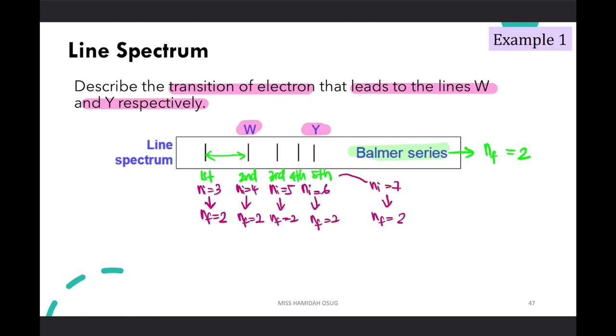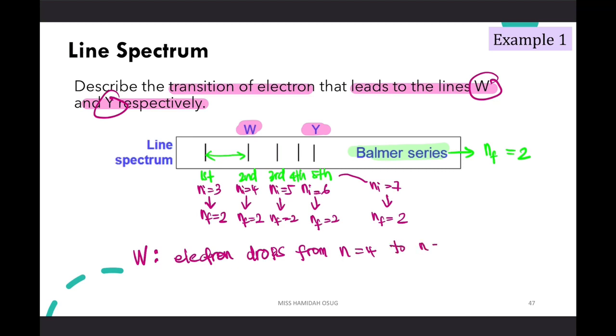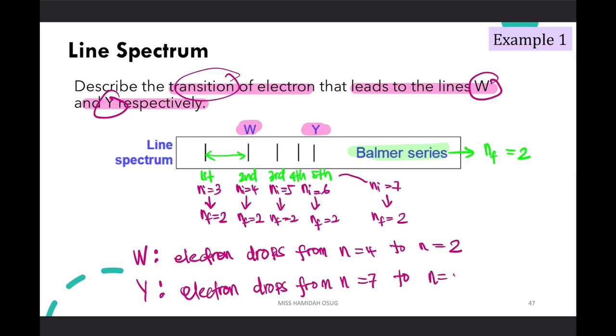So how can we describe this? So for W, electron drops from n equals to 4 to n equals to 2. So ini cara untuk kita describe ya. Jadi untuk Y, electron drops from n equals to 7 to n equals to 2.